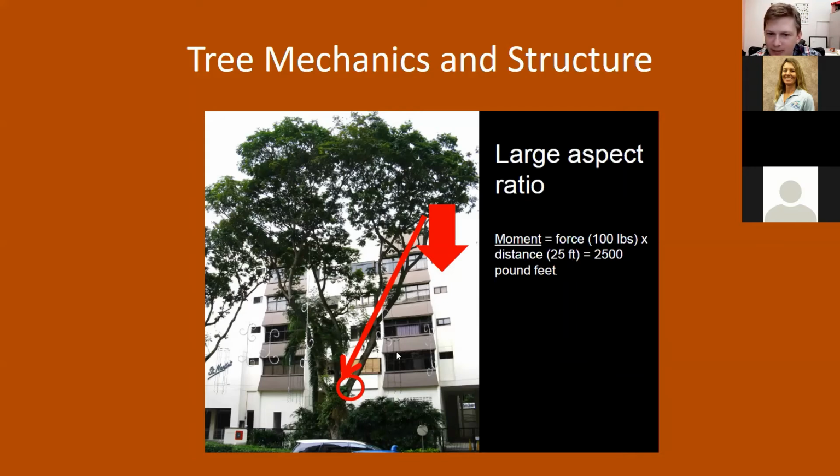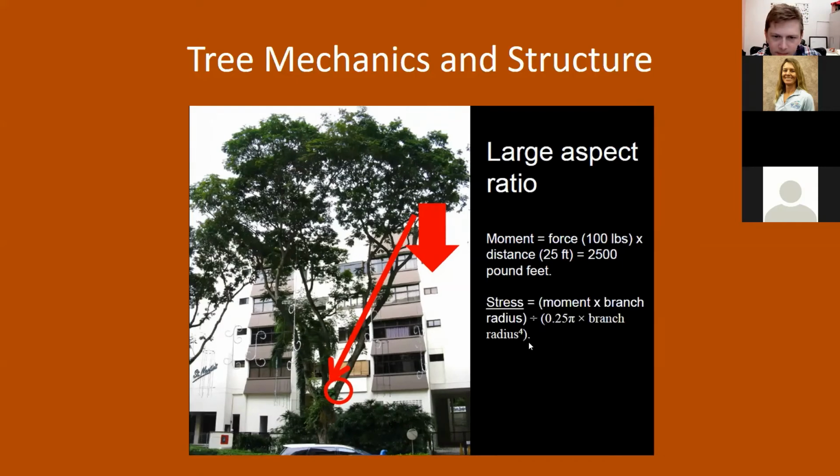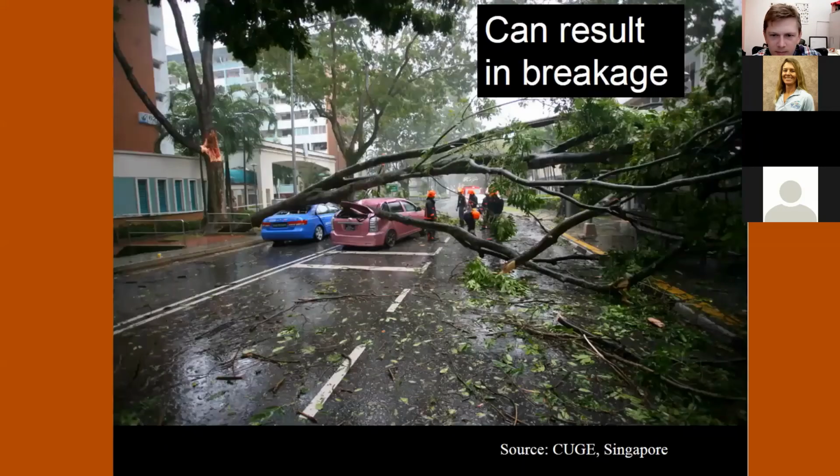Basically, if you can think of leverage and how a lever arm works for twisting something, the longer it is, the less force it takes to open something up. It's a similar principle here. And so the consequence of this a lot of the time is that you get breakages, like when you have these large aspect ratios and very large branches that reach up, and you have these canopies cleared. This is what happens a lot of times.